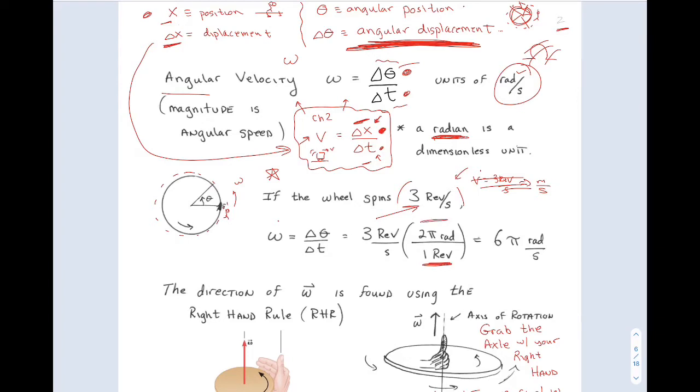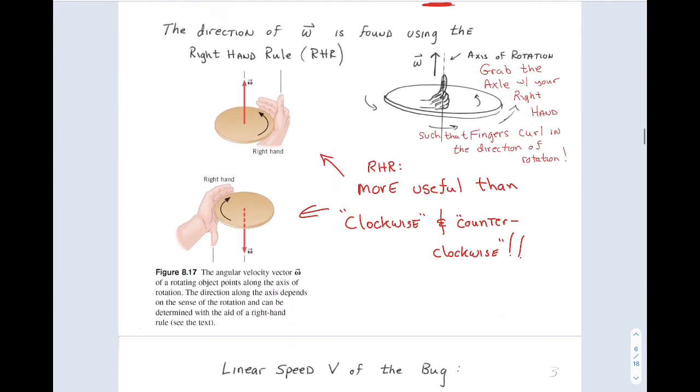Okay, so in 1 revolution, I have 2 pi radians. I'm not doing 2 pi r because it's not a distance. 1 revolution, so again, it's not 360 degrees. It's 2 pi radians. So the revolutions cancel, and I have 3 times 2 pi, so 6 pi radians per second. So that's my angular speed.